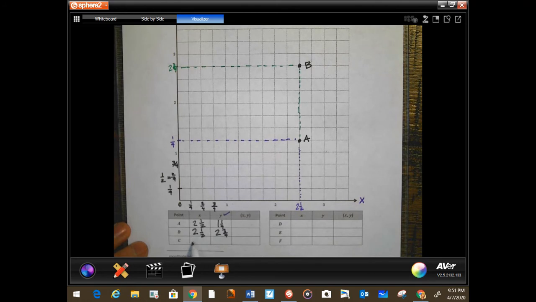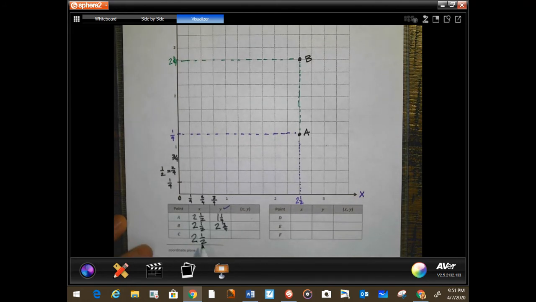Let's do one more point. Let's say point C has the same value for x, and y is going to be 2. Now let's write the coordinates right here. These are the points. This is the value for x, and this is the value for y. So now we're going to write the coordinates. The coordinate for point A is 2 and 1/2, comma, 1 and 1/4.